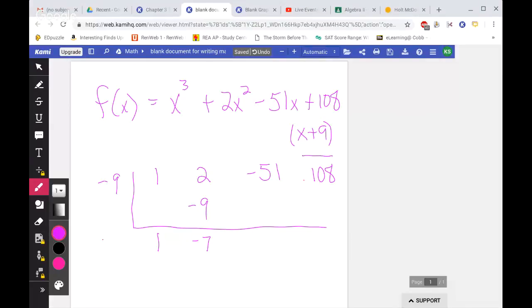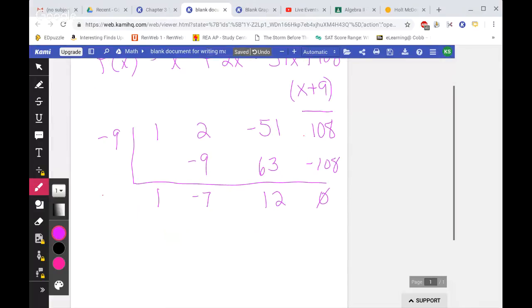And now we have a -7 and -9. That's going to be a +63. And the difference between those two, that's going to give us a +8, right? No. 12. Okay, a +12. And then 12 times -9 is -108, which makes it a 0, confirming that x plus 9 is in fact a factor of that polynomial.